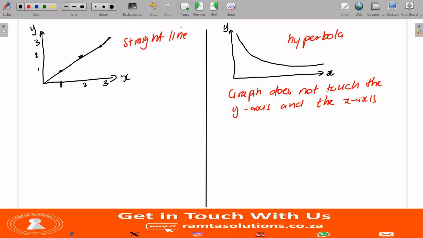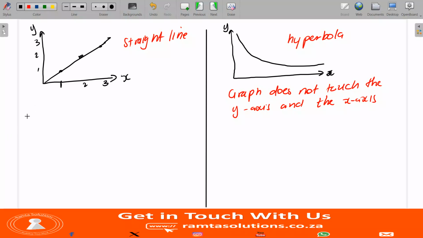So remember, guys, what we said: the ratio of the two will always give you a constant. If the constants are the same, then the relationship would be direct proportionality.